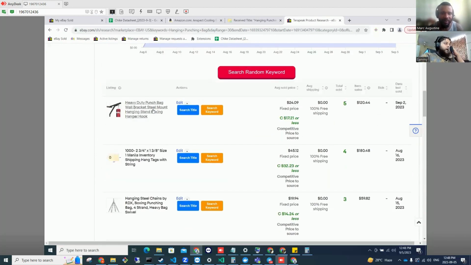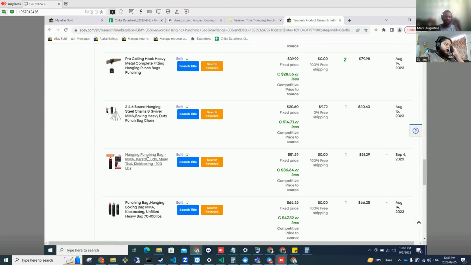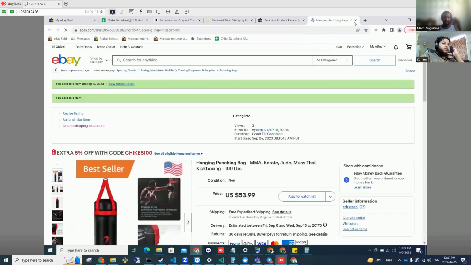Heavy duty punching bag wall bracket. So wall bracket steel mount. Okay, so this is the mount. Yeah, there are a lot of people selling the mounts. Right. Here's our item, by the way. Is it our item? Yes, it is. This is our item, yeah.